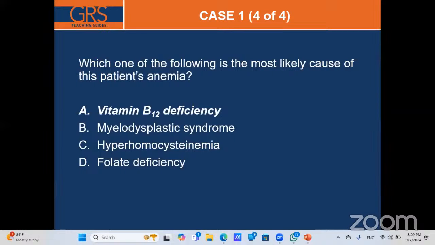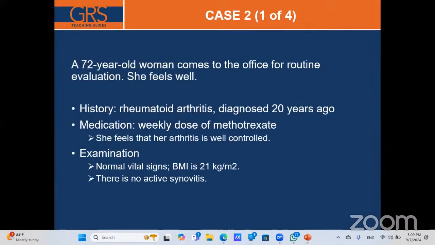Next slide, please, Dr. Muram. The second case is about a 72-year-old woman who comes to the office for routine evaluation. She feels well. Her history includes rheumatoid arthritis diagnosed 20 years ago, and she's on a weekly dose of methotrexate. She feels that her arthritis is well controlled. She has normal vital signs and BMI is 21 kilogram per meter squared, and she has no active synovitis.